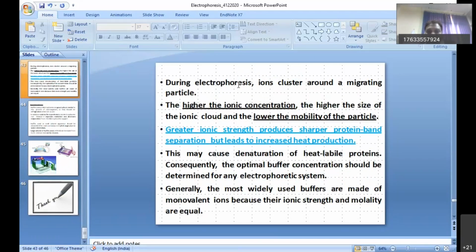During electrophoresis, ions cluster around the migrating particle, so ionic strength matters. The higher the ionic concentration, the larger the ionic cloud and the lower the mobility of the particle. Greater ionic strength produces sharper protein band separation, but leads to increased heat production. When the heat production is high, the resolution will not be good. So you have to take care of the concentration of the analytes, or it should be standardized.